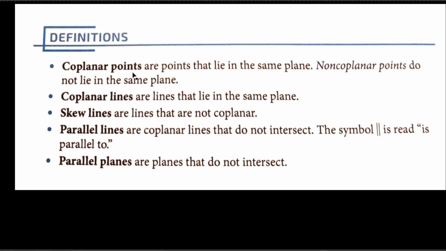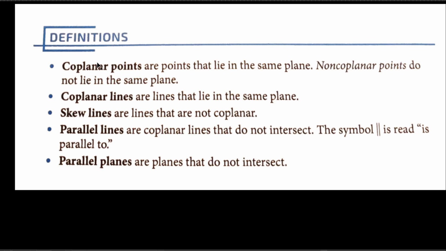So write it down. Coplanar points. Now, we had collinear. What word was in linear? Line. Okay, what about coplanar? Plane. Okay, so it means with the plane. So points that are with the plane. That means the points lie on the plane. Does that make sense?